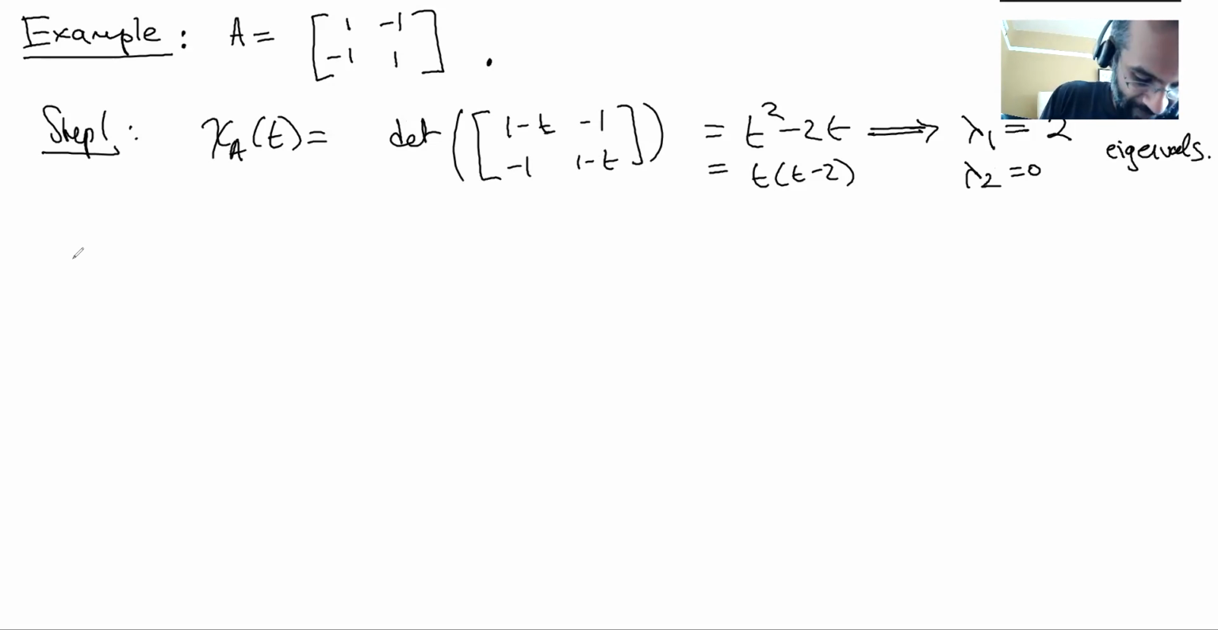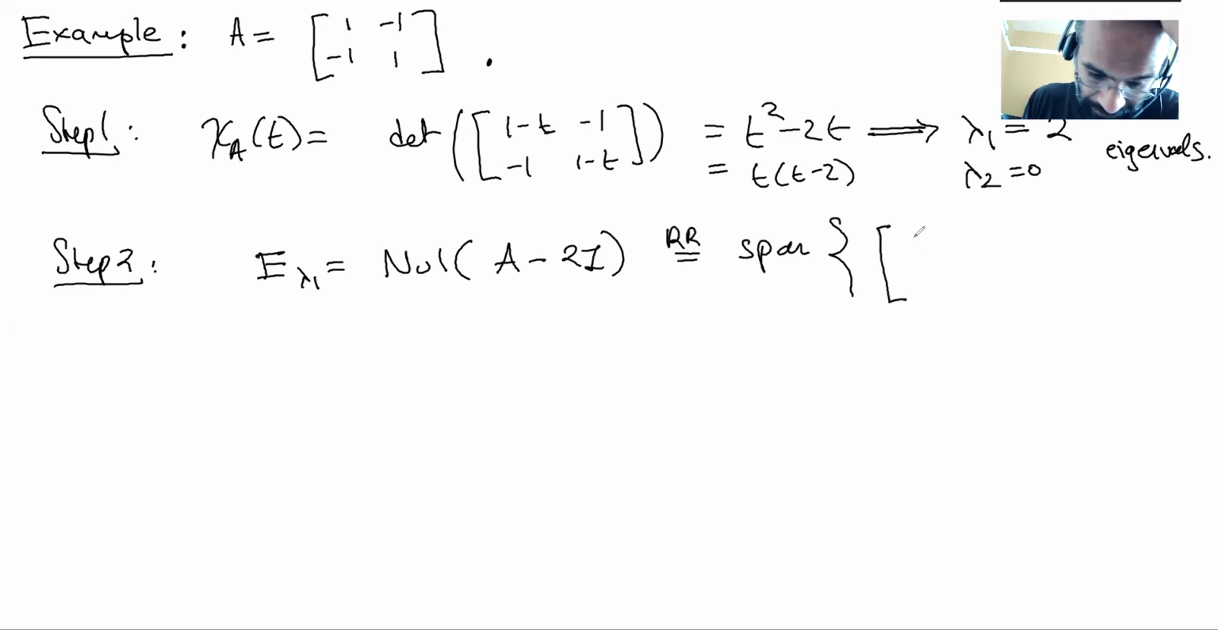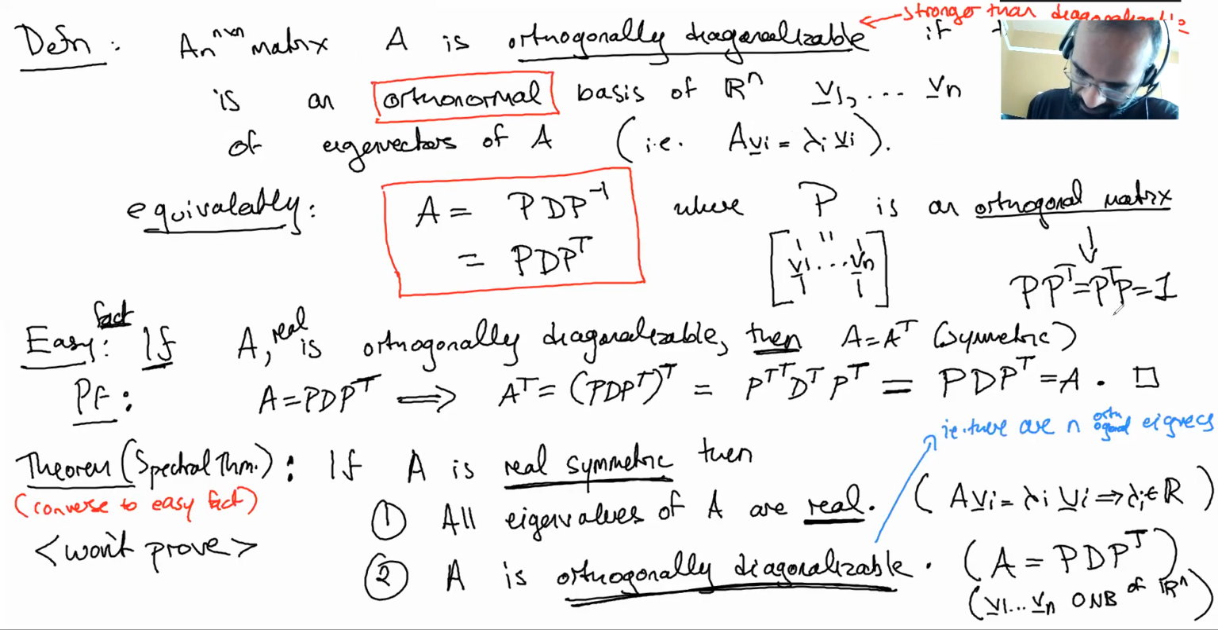And then, okay, now I'm going to find the eigenvectors. So the eigenspace E lambda 1 is the null space of A minus 2I, which I'll do by row reduction, which I again did at home. And you get that this is the span of this vector, 1 over square root 2, minus 1 over square root 2. And the reason I wrote it this way is because I want this to be a unit vector.